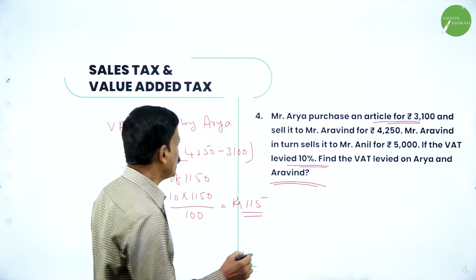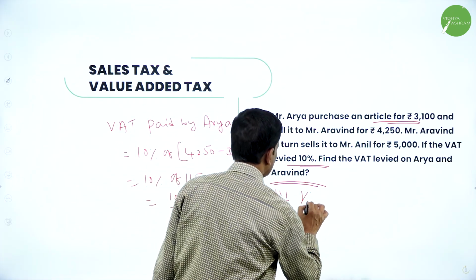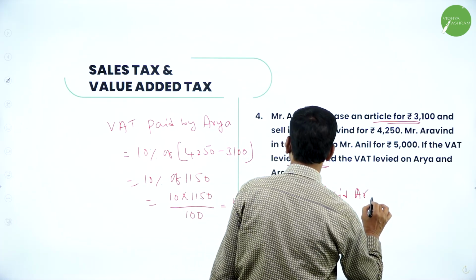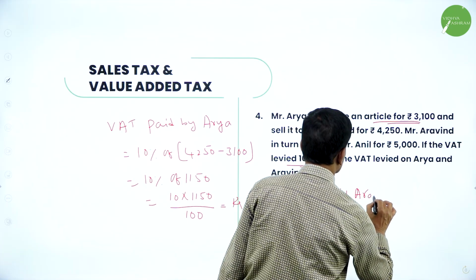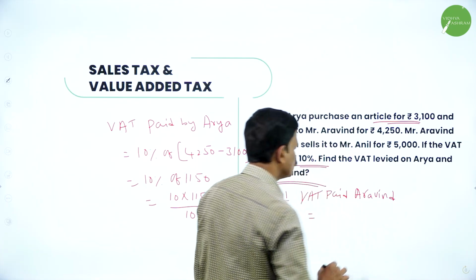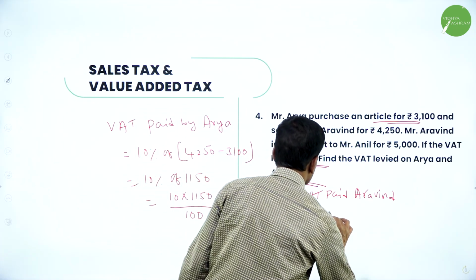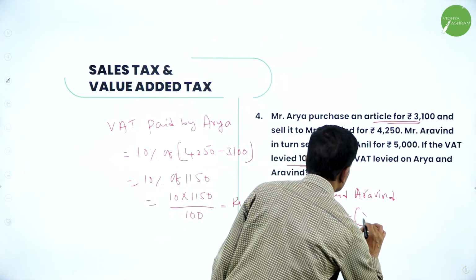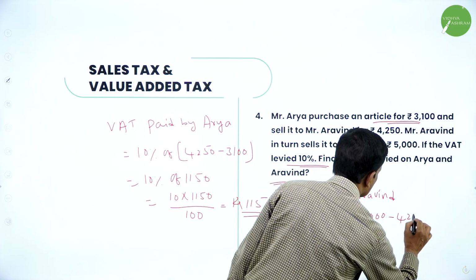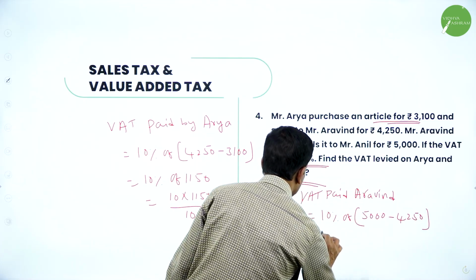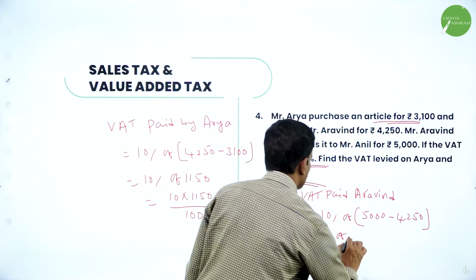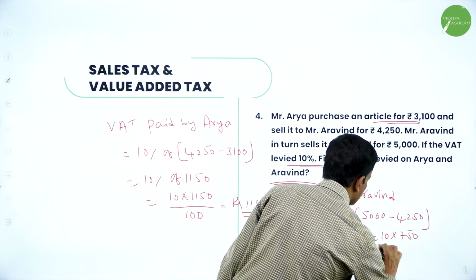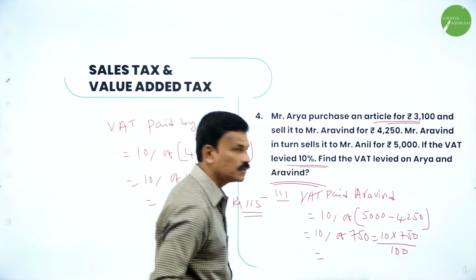Similarly, find out the VAT paid by Arvind. VAT paid by Arvind is equal to the same 10% of the difference between these two, that is 5,000 minus 4,250. That is 10% of 750. That's equal to 10 into 750 divided by 100. That's equal to 75.